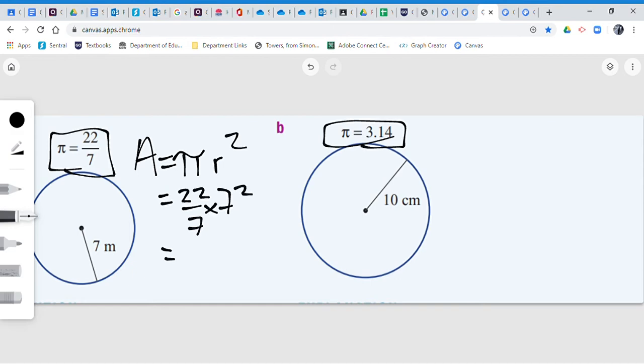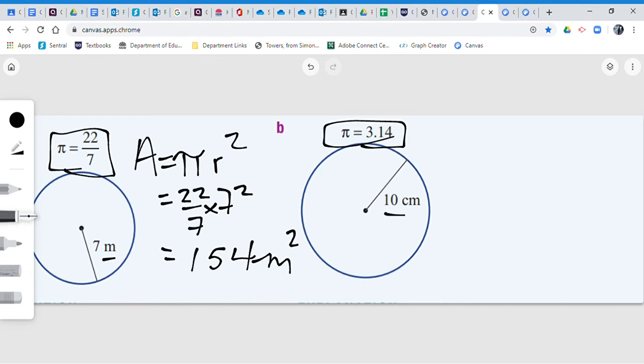And then on your calculator, I would go 22/7 times 7 squared, and I got 154, and our units here are meters squared. Fantastic. So we'll try this again for our next example.